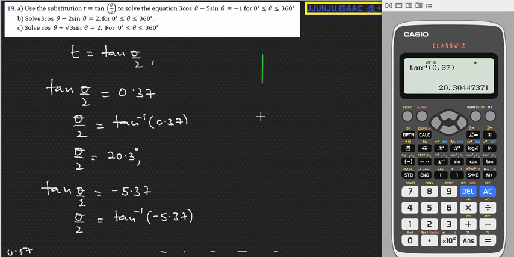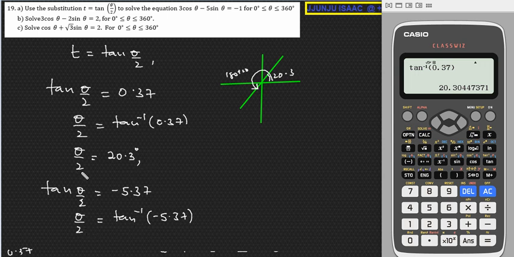This is what I mean. When you are looking for the region where tan is positive, we do have this angle which is 20.3. Now the next angle will be here, so we shall get 180 plus 20, which is 160.3. And when you multiply with the 2, it will be bigger than 360. So we leave the next angle.